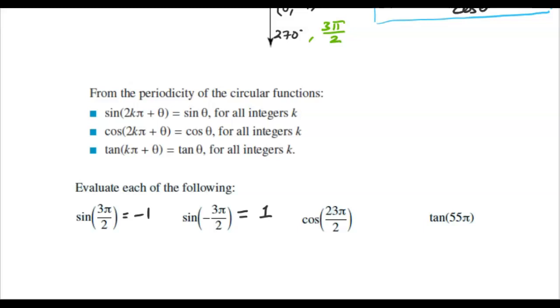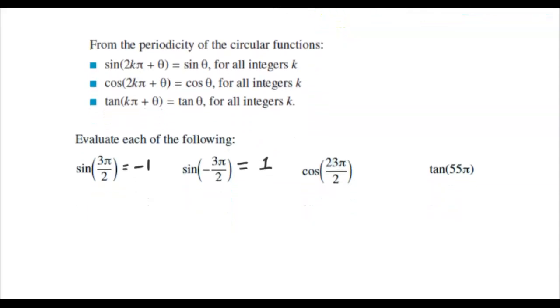Now this next question here is cos of 23 pi on 2. Obviously 23 pi on 2 is greater than 2 pi. So the way I deal with this question is I figure out how many times 2 goes into 23. So 2 goes into 23 11 times. So 11 pi with the remainder of 1 pi, so plus pi on 2.